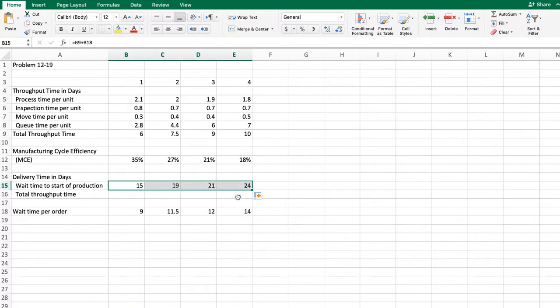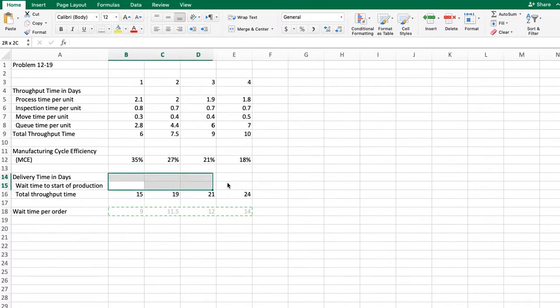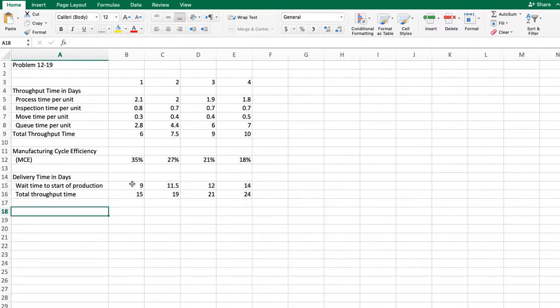Well, I had a place for it. And I'm probably going to mess up my formula, but that's okay. I'll fix it. No, my formula carried. Okay, so my total throughput time is 6 plus 9, 7.5 plus 11.5, 9 plus 12, and 10 plus 14. You can see that.